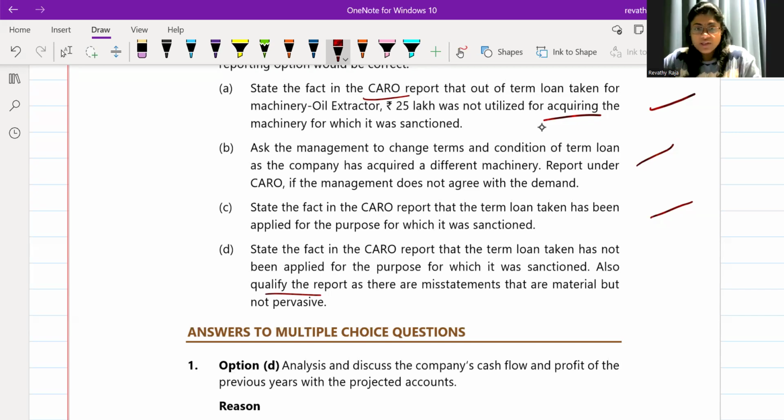So can you say which is the option which you can rule out? If you're confused, use the ruling out technique. And I rule out, tell me. I'll wait. Can you say which you can rule out? See, it's not A, because you won't say not utilized for acquiring the machinery. No, no, no. It's not B also. You are ruling out all. Few said to rule out A, few said to rule out D, B, C. Then what is the answer?